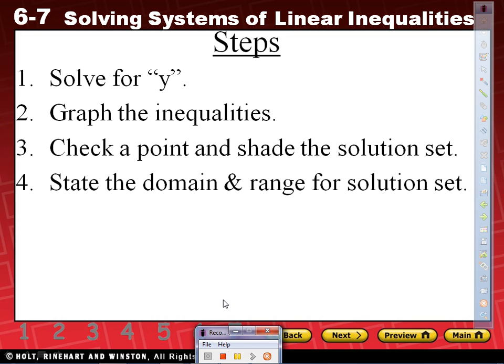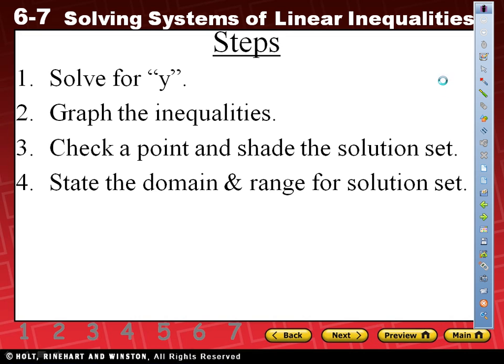So, four basic steps. Solve for y. We already know how to do that. Graph the inequalities. We know how to do that. Check a point and shade the solution set. We know how to do that. State the domain and range of the solution set. So you're saying, so what's so different today? Well, let's find out. However, before we go to graphing, I'm going to give you some more practice on checking a point, because now it's a system of linear inequalities. Even though it sounds the same, it differs just a little bit by the way it looks.